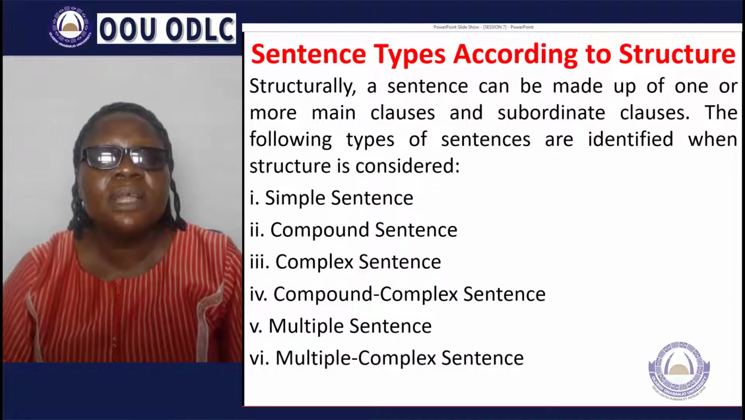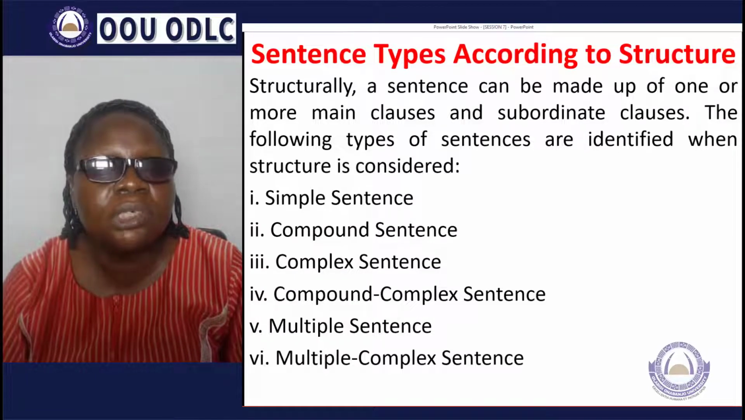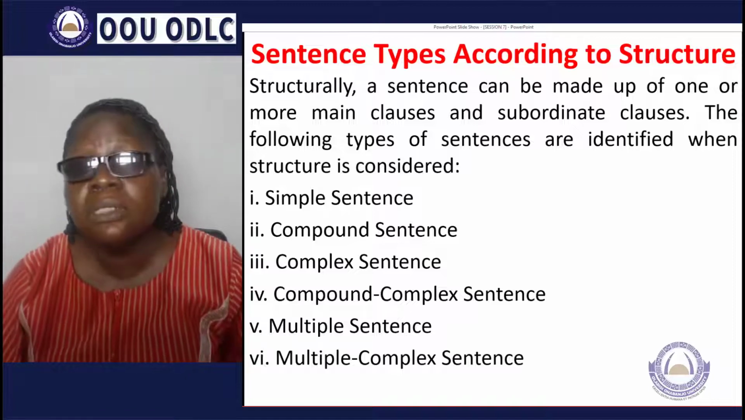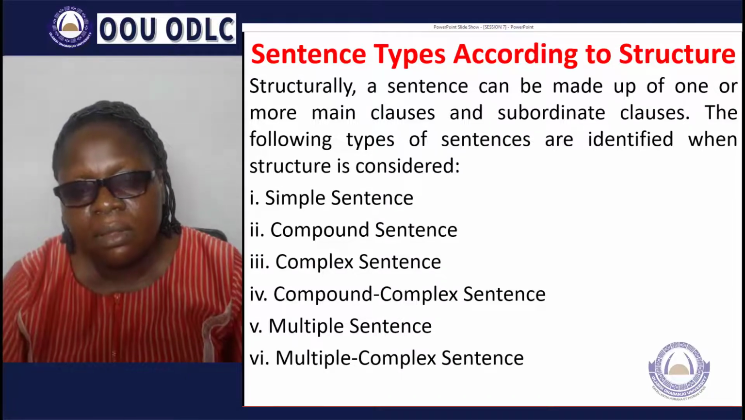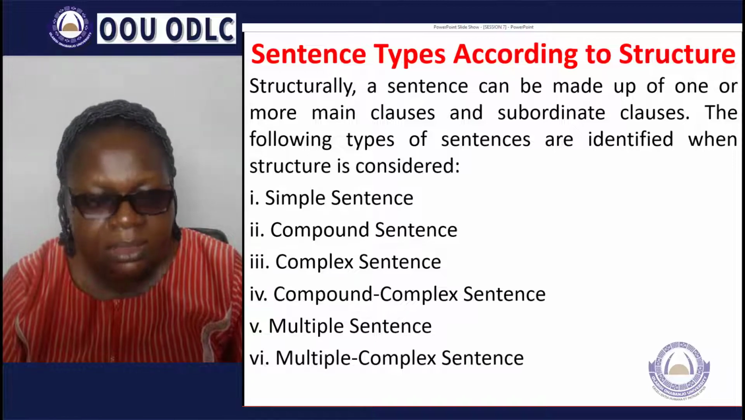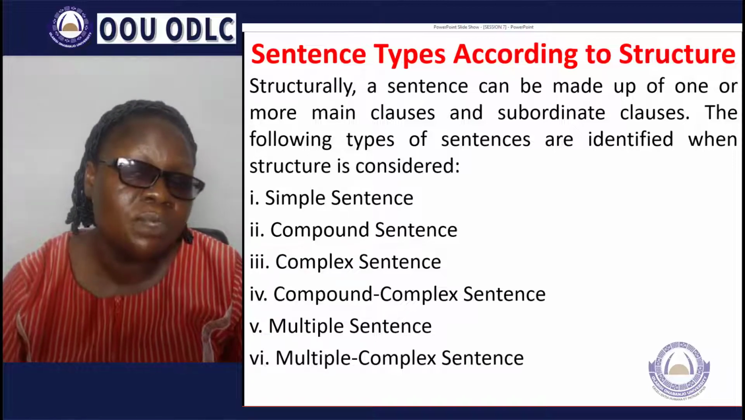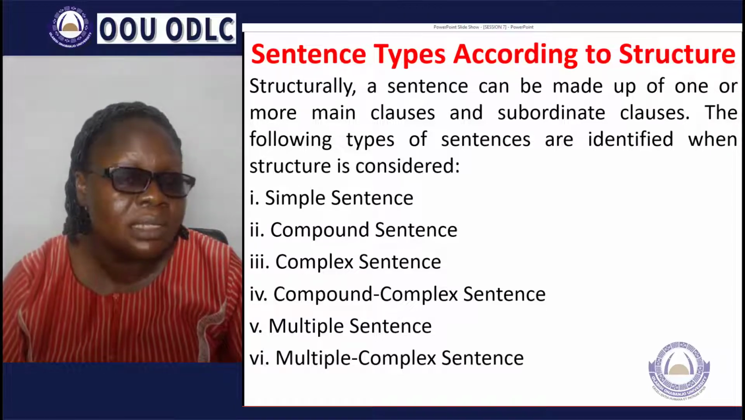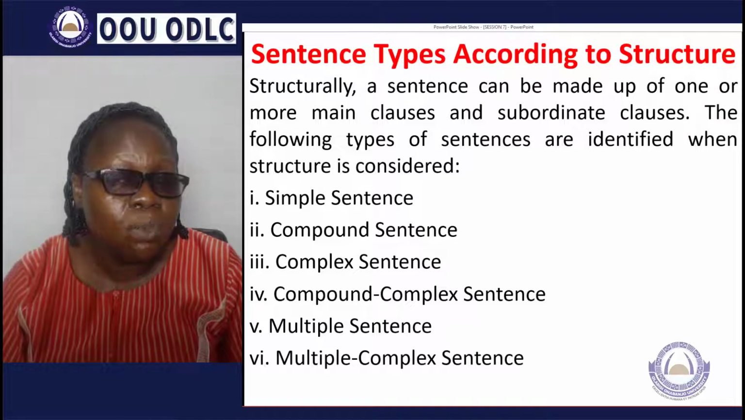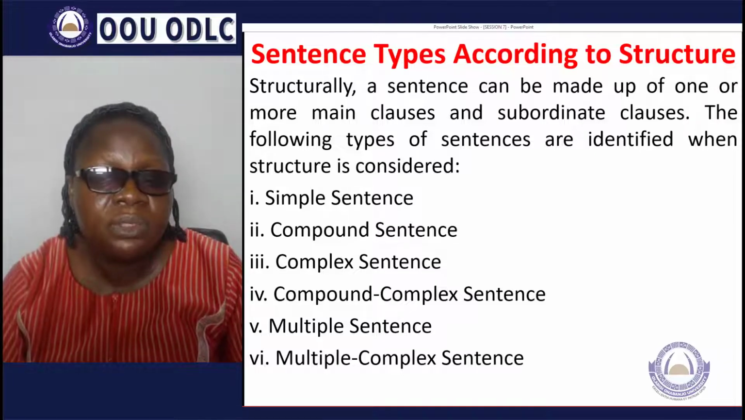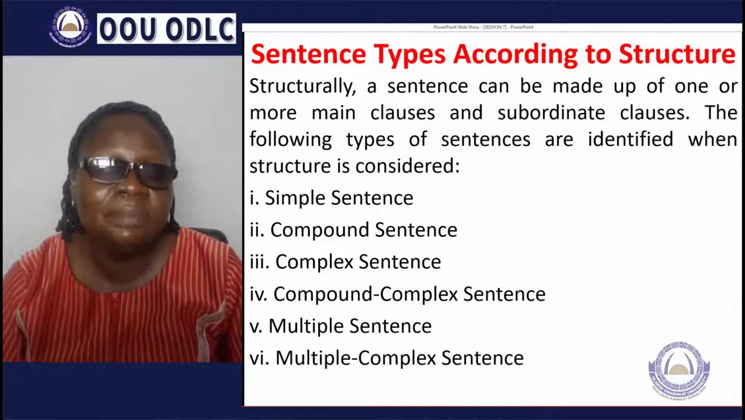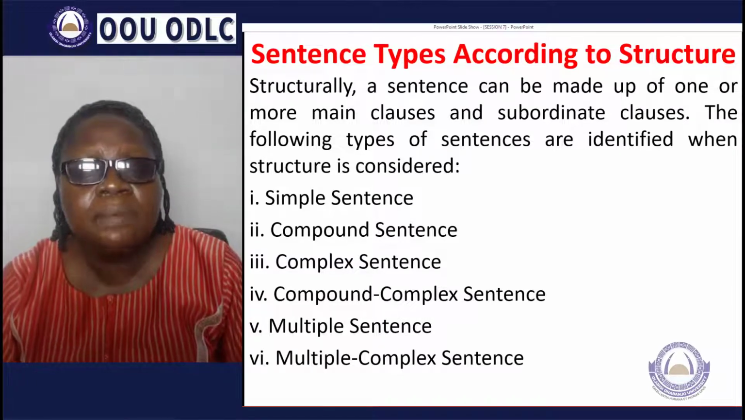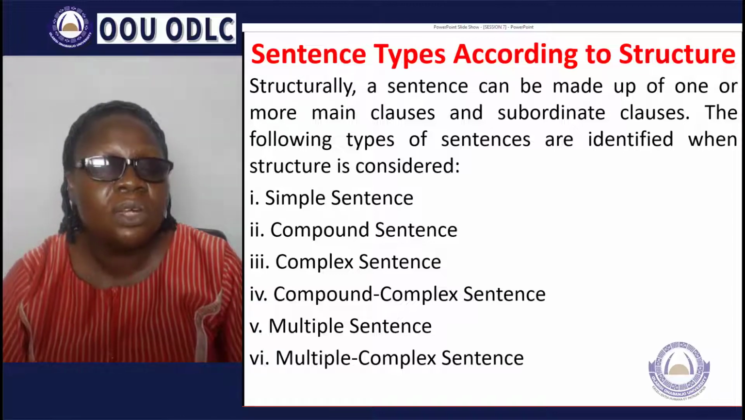Now, let's look at sentence types according to structure. Structurally, a sentence can be made up of one or more main clauses and subordinate clauses. Remember that in study session 6, I told you that there are main clauses, there are subordinate clauses. I told you that main clauses are also referred to as independent clauses, and that subordinate clauses are also referred to as dependent clauses. Now, the following types of sentences are identified when structure is considered.